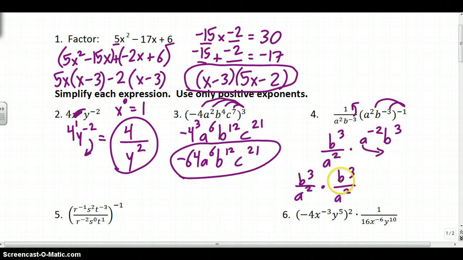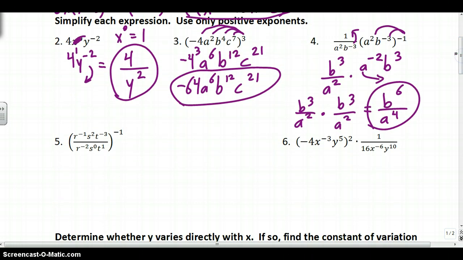When you multiply two variables, as long as they're the same variable, you add their exponents. So b to the 3 plus 3 power, which is 6, over a to the 2 plus 2, which is 4. B to the 6th over a to the 4th.